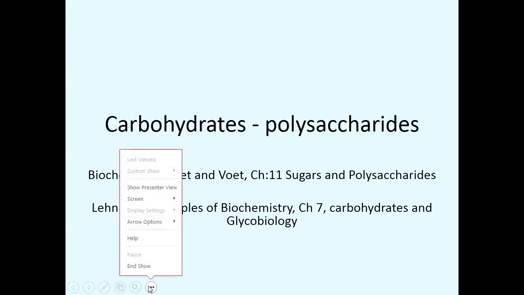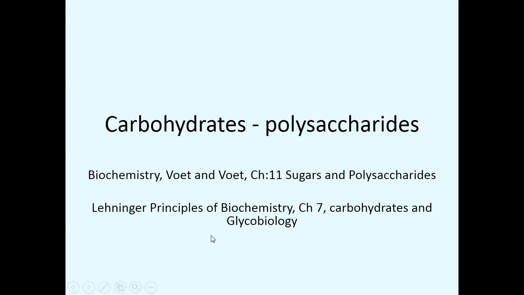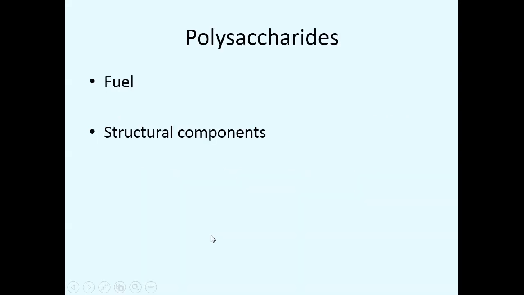Now we are going to start with the next type of carbohydrate, which are the polysaccharides. Polysaccharides are those carbohydrates which contain many monosaccharide units in them, typically hundreds to thousands linked to each other through glycosidic bonds. Polysaccharides have various important functions.